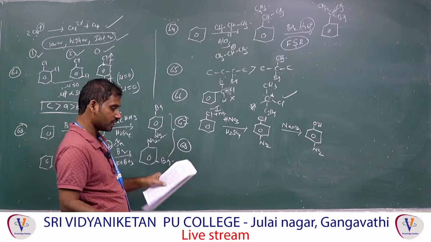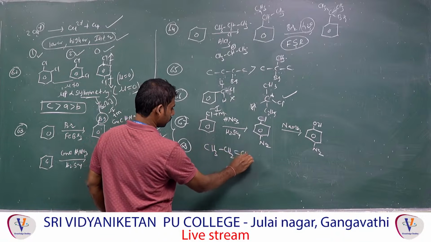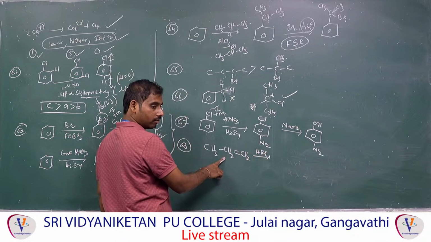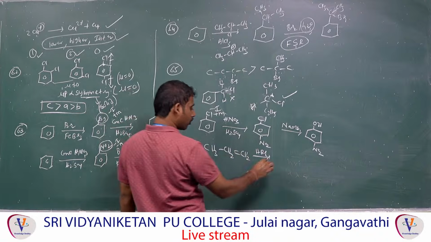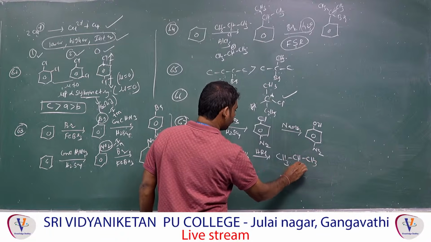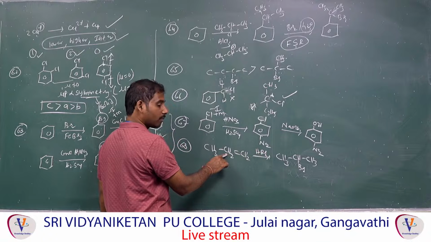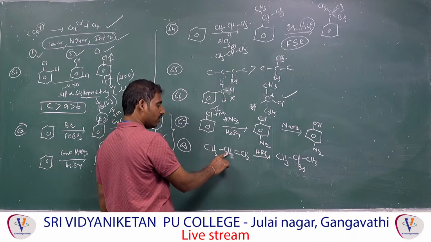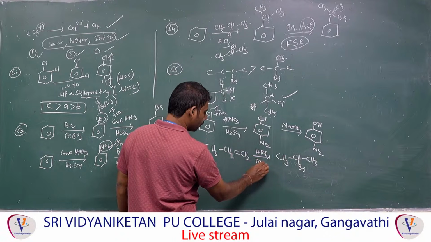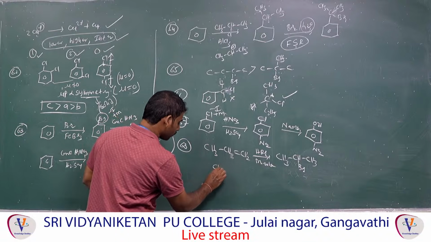CH3, CH, CH2 with HBr. With HBr, what can I get? It is an unsymmetrical alkene. Addition of HBr follows the Markovnikov rule. What is the Markovnikov rule? H plus and Br minus: the negative part will be added to the carbon containing fewer hydrogens. That is called the Markovnikov rule. This is the first product. Second product.